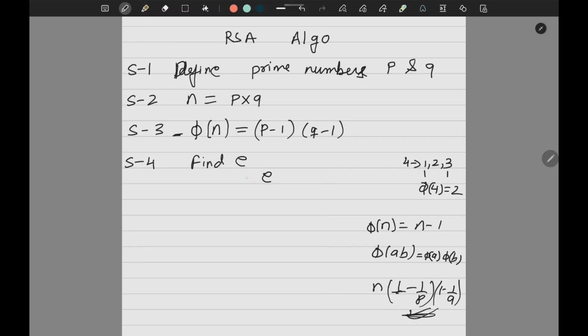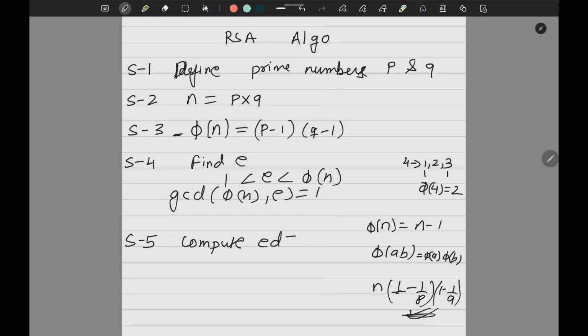E is any number between 1 and phi n. In most of the questions, this E will be given or some source will be given through which I can find out E. Now this E is the number between 1 and phi n such that the GCD of phi n comma E is equal to 1. Okay. Now step 5 will start the main calculation. Step 5, you will compute ED congruent 1 mod phi n.